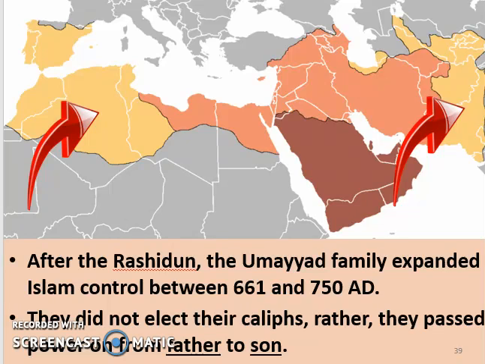After the Rashidun, or those rightly guided caliphs, the Umayyad family expanded Islamic control between 661 and 750 AD. So that would be the last section of expansion you see on the map, that yellow color. They did not elect their caliphs, rather they passed power on from father to son. So we know the term for that is dynasty.